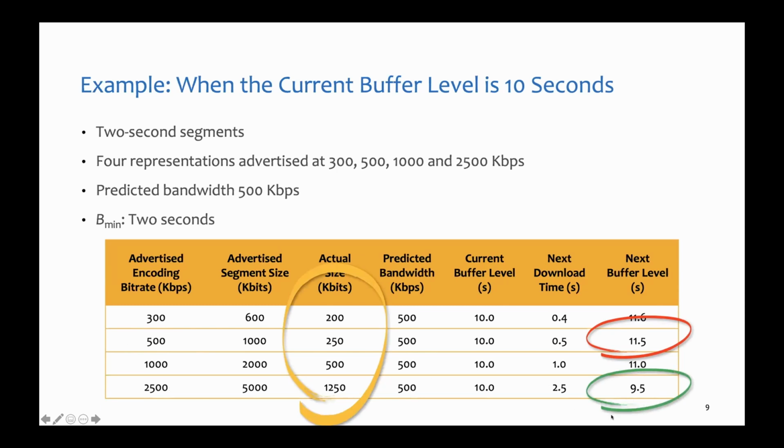Why? Because we know that, yes, it will take more than 2 seconds to download it. I don't have enough bandwidth, but that's still okay, because my buffer will still be okay. My buffer will shrink, but I am still okay. And that justifies the upshift opportunity for this client.